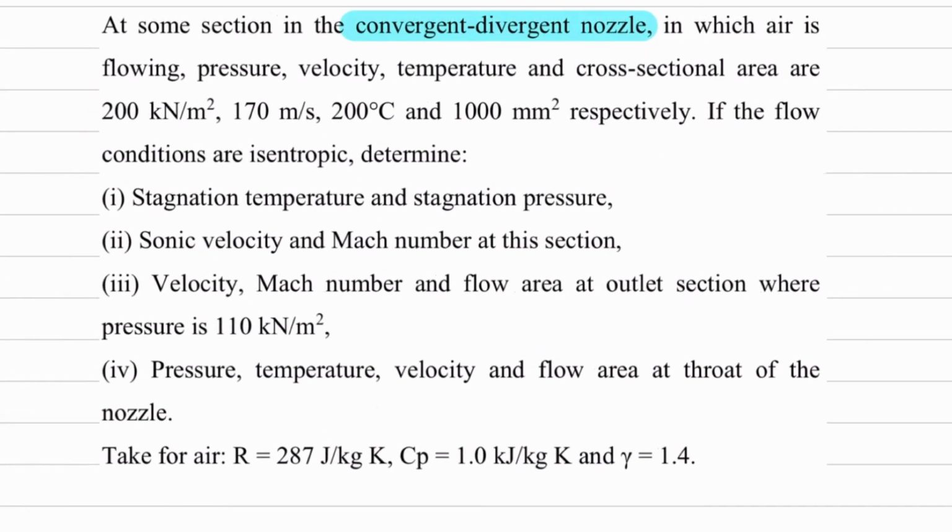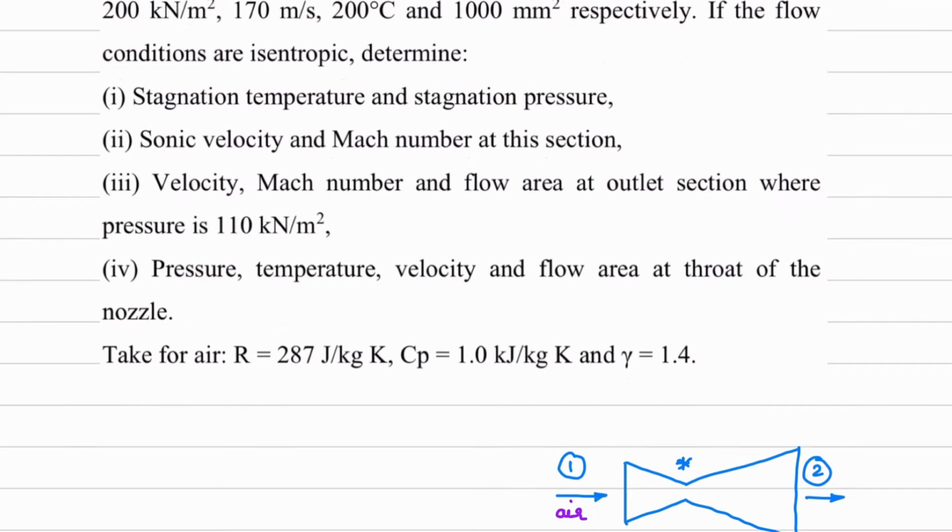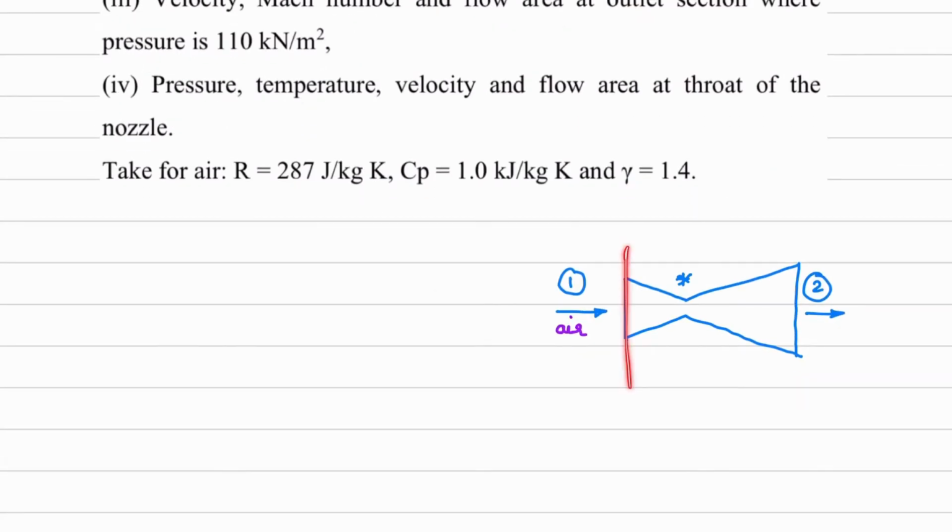Can you think about this? How we can find that these properties will be at which location? Whether it will be inlet section, outlet section or throat section or randomly anywhere. If randomly anywhere, then whether it will be in convergent section or divergent section. So what can be done for this?